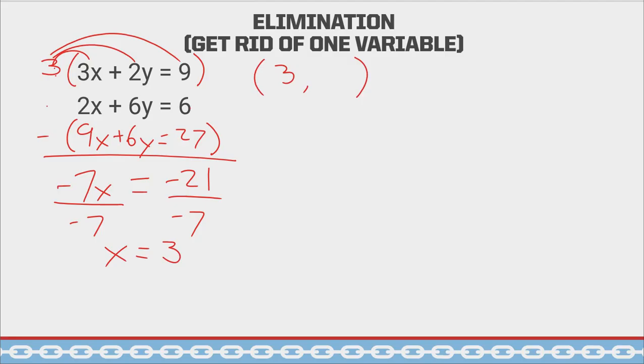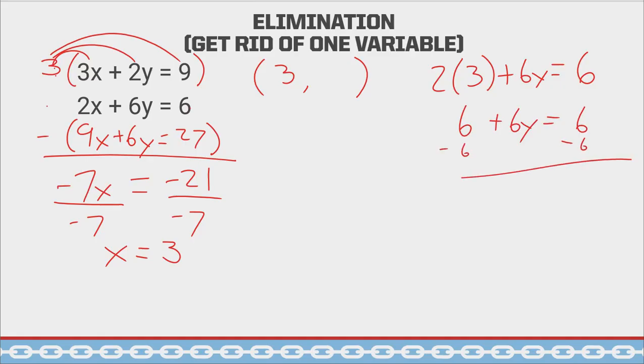So I pick an equation and I substitute in 3 for x. So I'm going to go with that second equation, 2x, which is 3, plus 6y equals 6. So 6 plus 6y equals 6. And then if I subtract away this 6, right, I get 6y equals 0. So y is equal to 0.